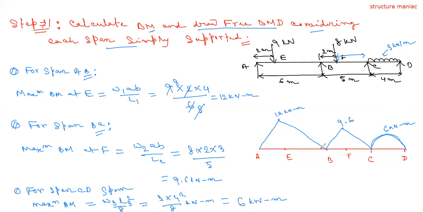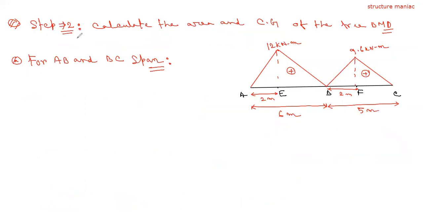So now we have the free bending moment diagram. This one is your free BMD of this continuous beam. Now step 2. What was step 2? Step 2 was calculate the area and CG of free BMD, because if we want to apply Clapeyron's theorem, then we need the area and the CG distance of each BMD. Here we have a 3 span continuous beam, and we can apply Clapeyron's 3 moment theorem for 2 consecutive spans at a time. So for simplicity, we consider 2 spans at a time.